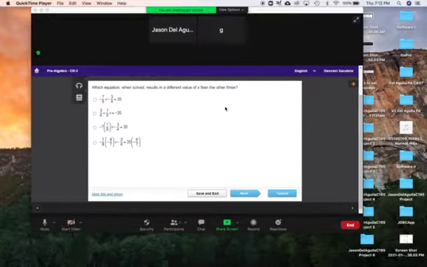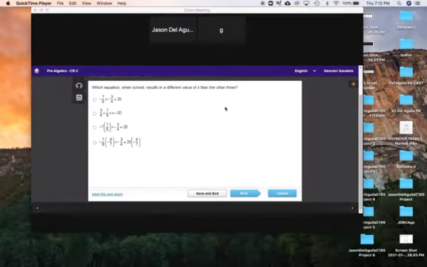In a different value of x other than 3. Yeah, other than the other 3, I'm sorry. Wait, did we do this one? I don't remember this one. Which equation, when solved, results in a different value of x than the other three?